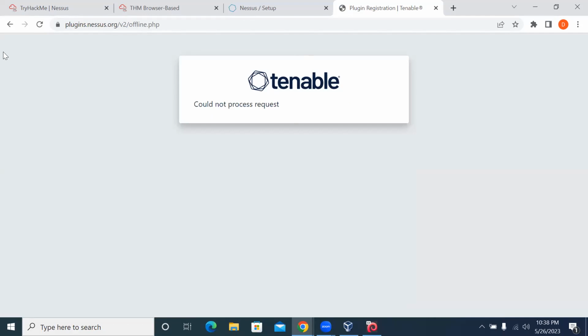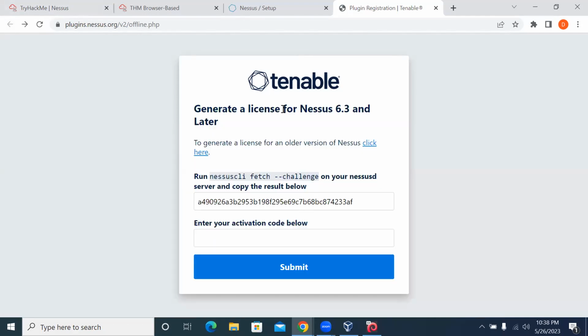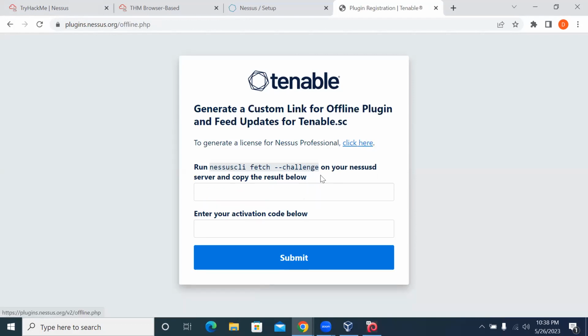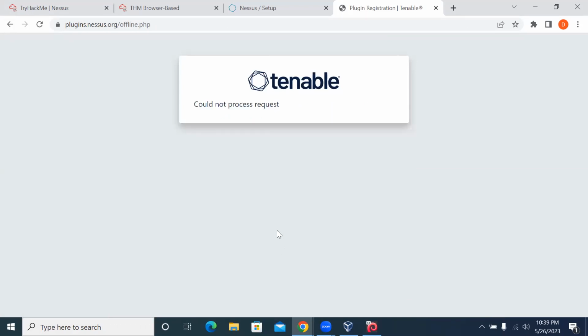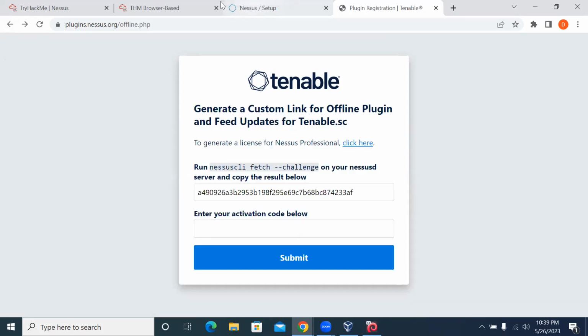It will not process the request. I think that is because it is old. Let's see: to generate a license for an older version of Nexus, click here. Run Nexus CLI fetch on your Nexus server and copy the result below. Enter your activation code below. I think I'll have to enter an activation code also. Let's see.